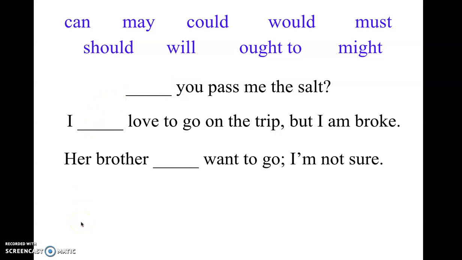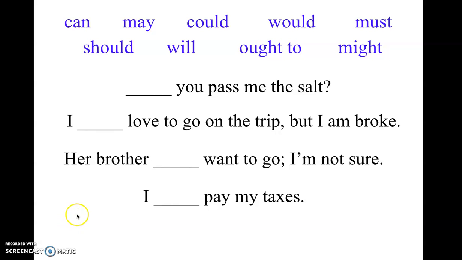Her brother blank want to go. I'm not sure. Right? So the key here is this part, right? I'm not sure. So her brother might want to go, right? On the trip, for example. I'm not sure. Or her brother may want to go. I'm not sure. You would also hear that one.